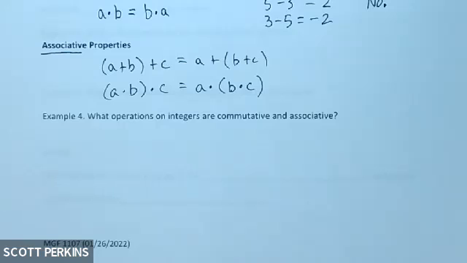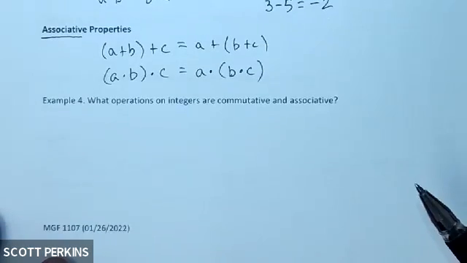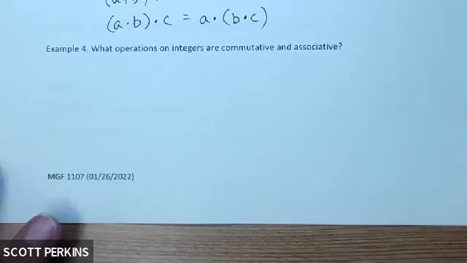So I've kind of spoiled example 4 with this, but we're just going to do a few examples so that we can get our feet wet with the commutative and the associative property. Example 4 says, what operations on integers are commutative and associative? Well, I've already told you. Addition and multiplication are both commutative and associative.